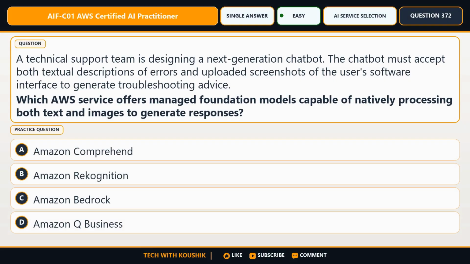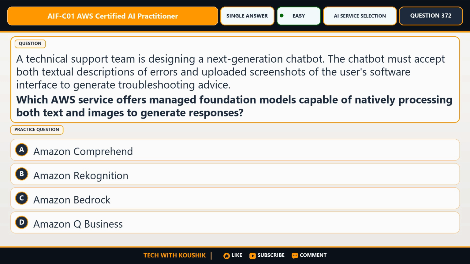Now tackle question number 372. Review the scenario. A technical support team is designing a next-generation chatbot. The chatbot must accept both textual descriptions of errors and uploaded screenshots of the user's software interface to generate troubleshooting advice. Which AWS service offers managed foundation models capable of natively processing both text and images to generate responses?